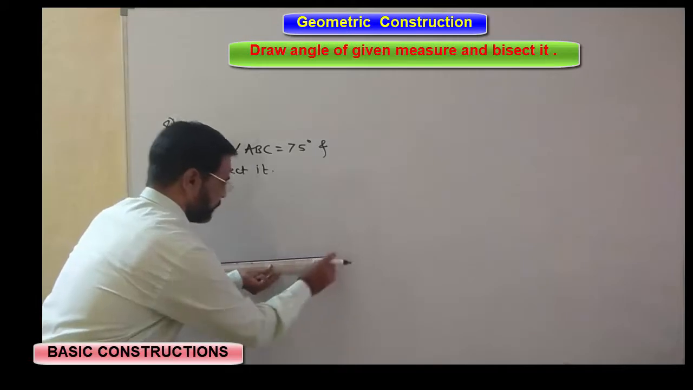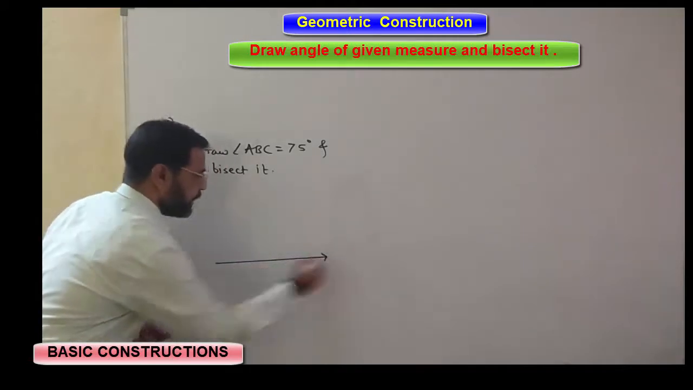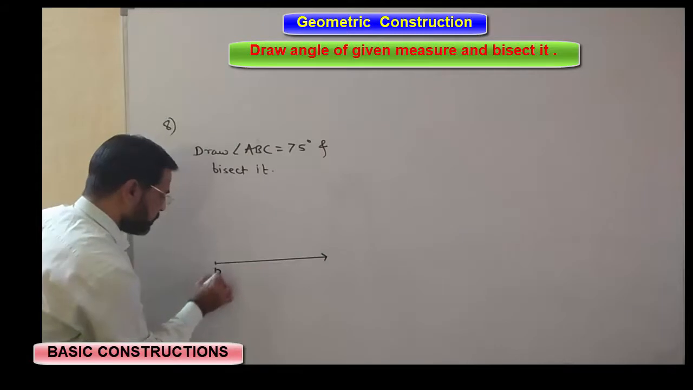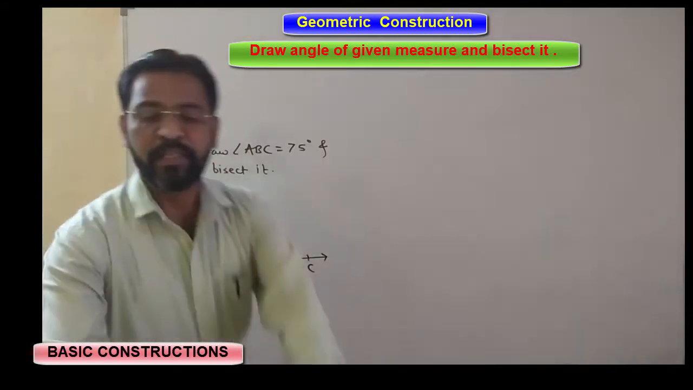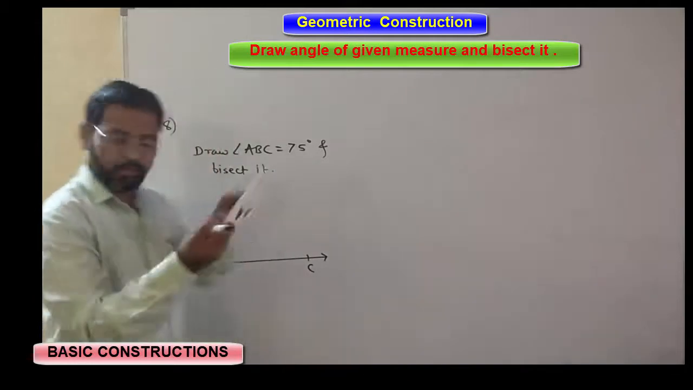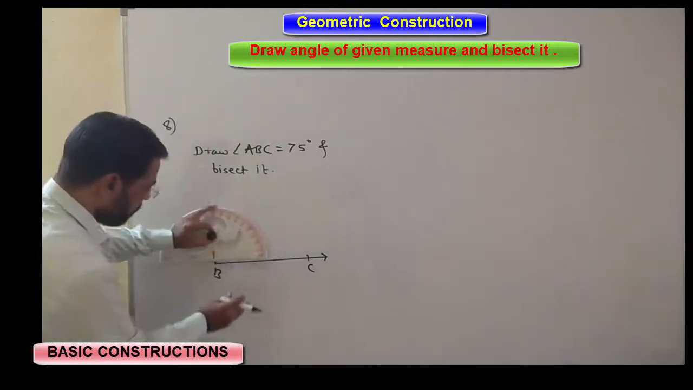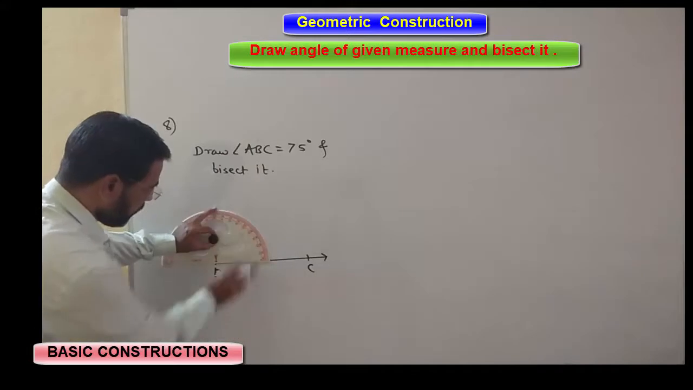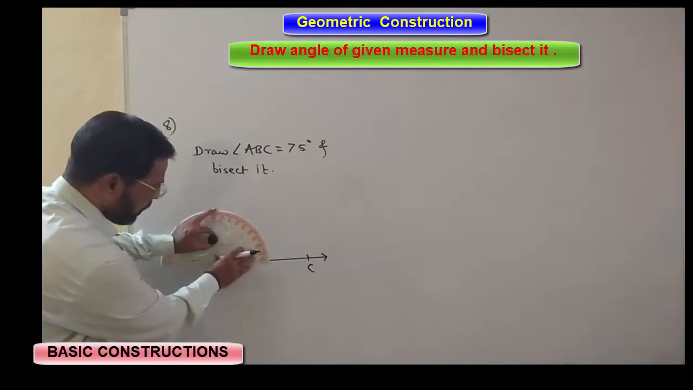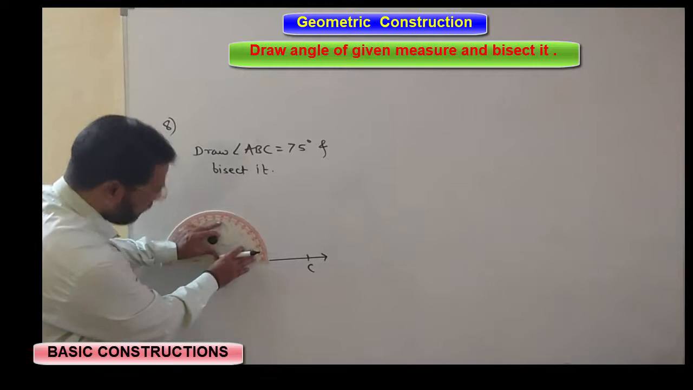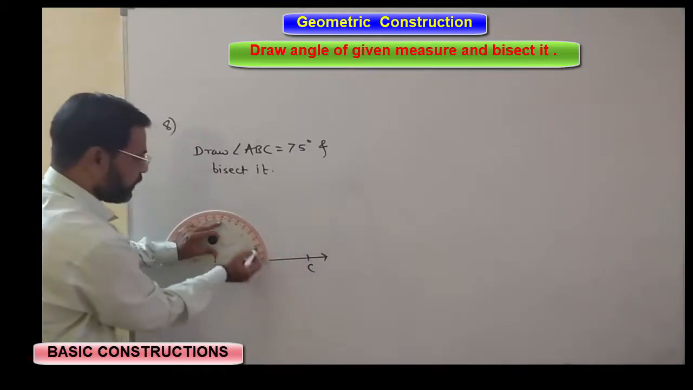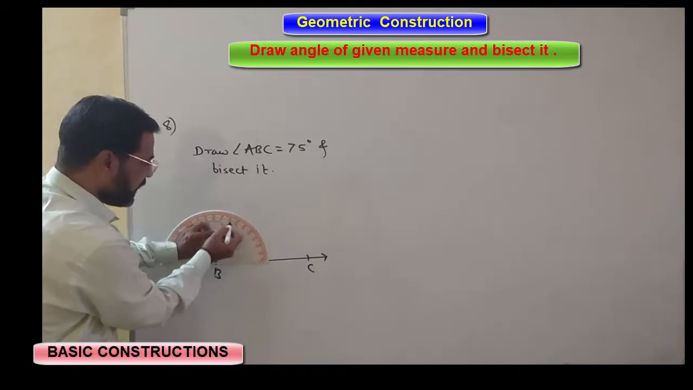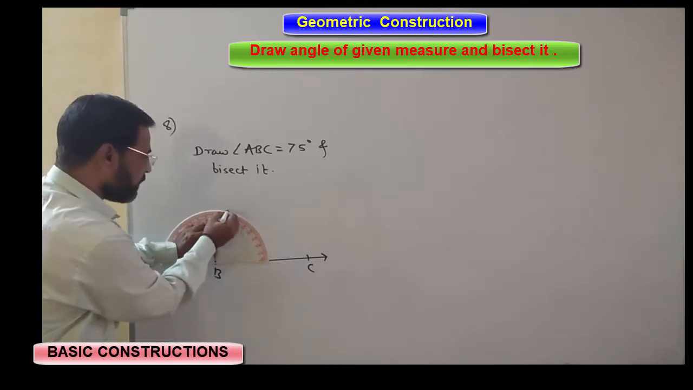Look friends, this is the base of angle ABC here. This is B, this is C, and here at A we have to take 75 degrees by using the protractor. Put the protractor here on B, and 75 degrees we can take from this side because C lies on this side. So 10, 20, 30, 40, 50, 60, 70, and after 70 here is 75.